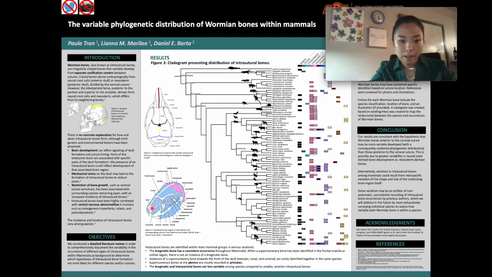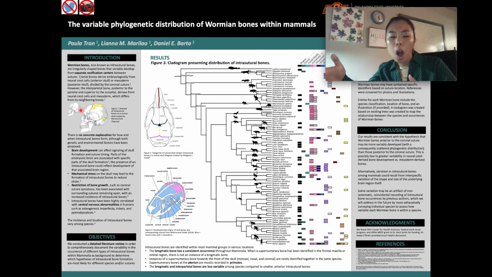As you can see in figure 4 with my laser pointer, the blue color-coded section is from neural crest cells, while the pink is from the mesoderm. The interparietal here is color-coded with both, indicating, again, it's both from the neural crest cells and the mesoderm. So here, back in figure 1, the yellow bones represent Wormian bones that we've seen in humans.